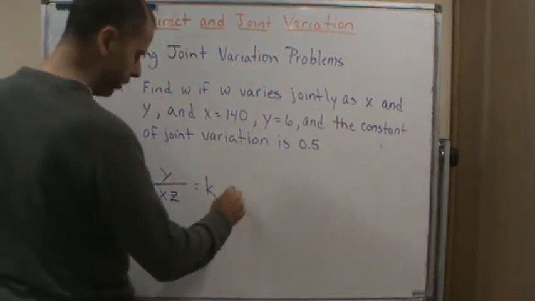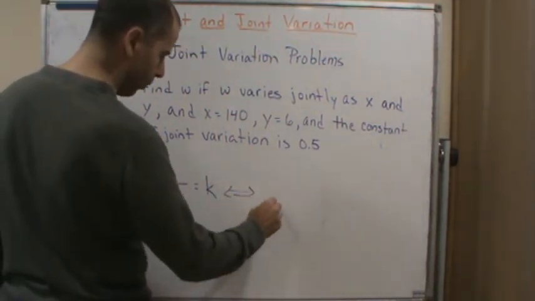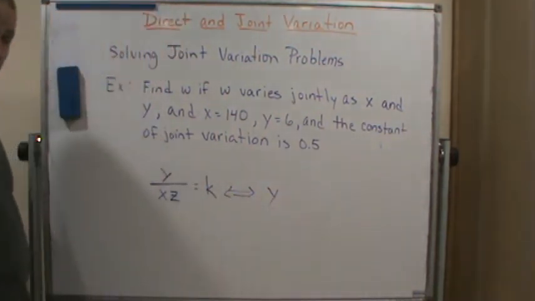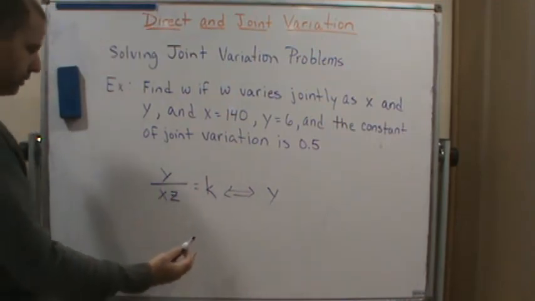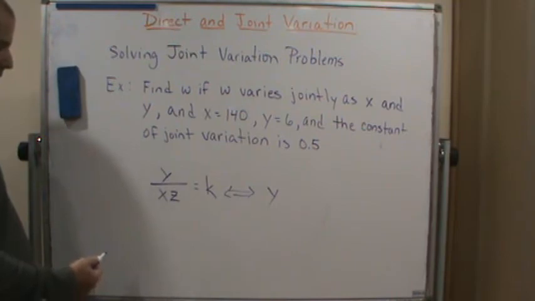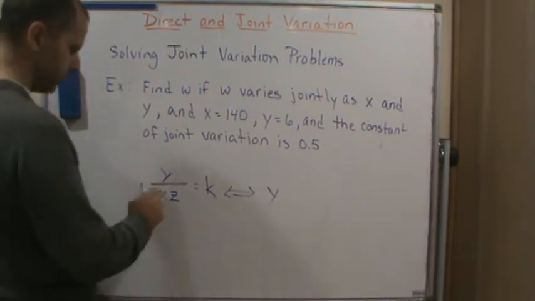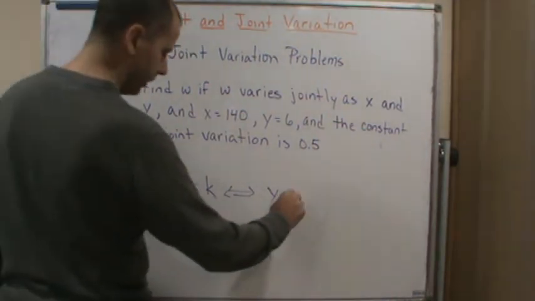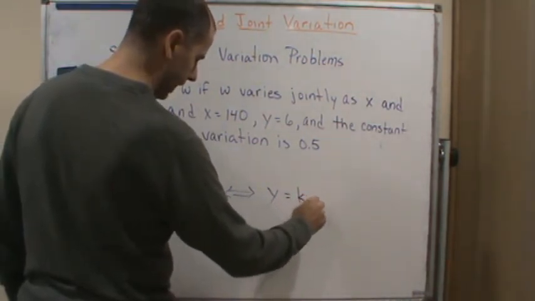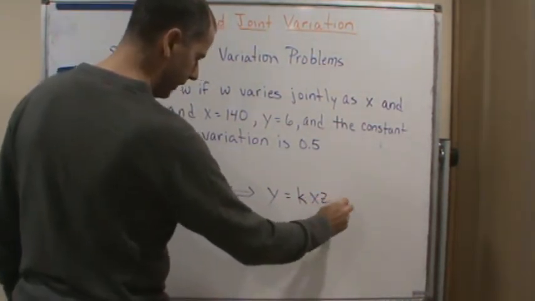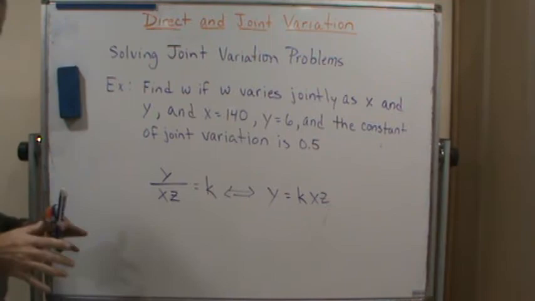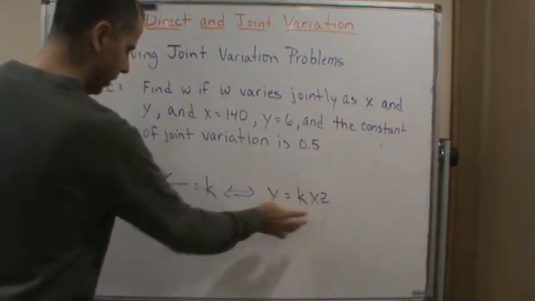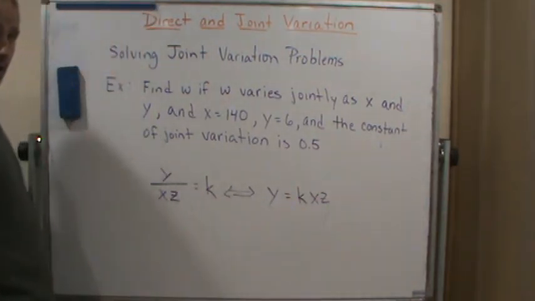So in other words, you could also, again, solve this for y, and then you get the formula for solving joint variation problems. Then you get y equals k times xz. Okay, so that's where we're going. That's it. So basically the steps are the same, except our formulas are different.